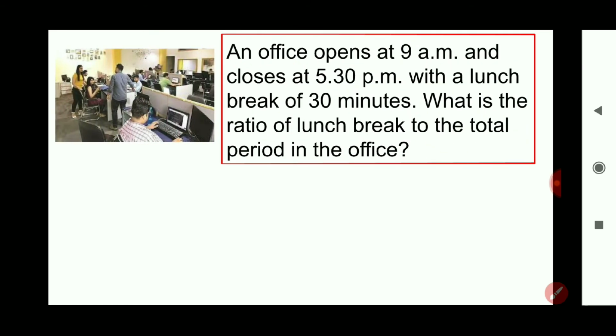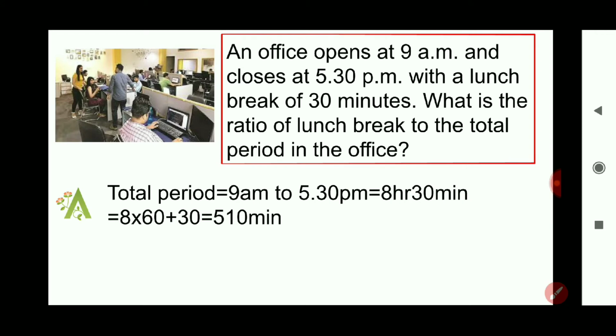One more question. An office opens at 9 a.m. and closes at 5:30 p.m. with a lunch break of 30 minutes. What is the ratio of lunch break to the total period in the office?